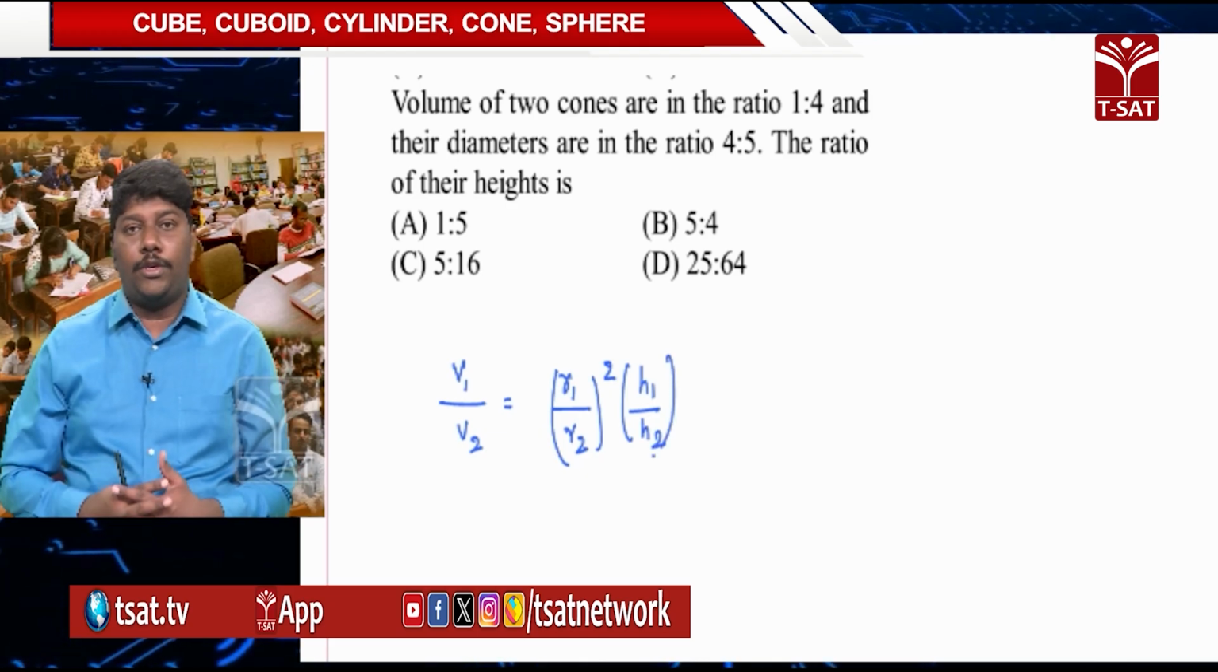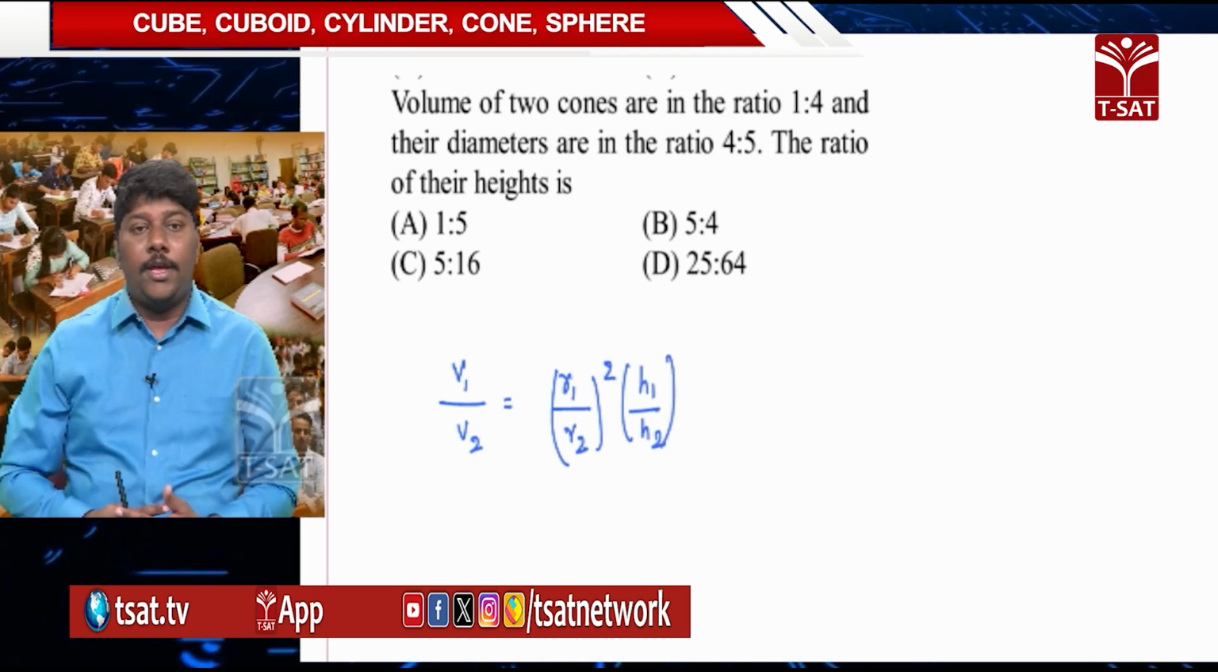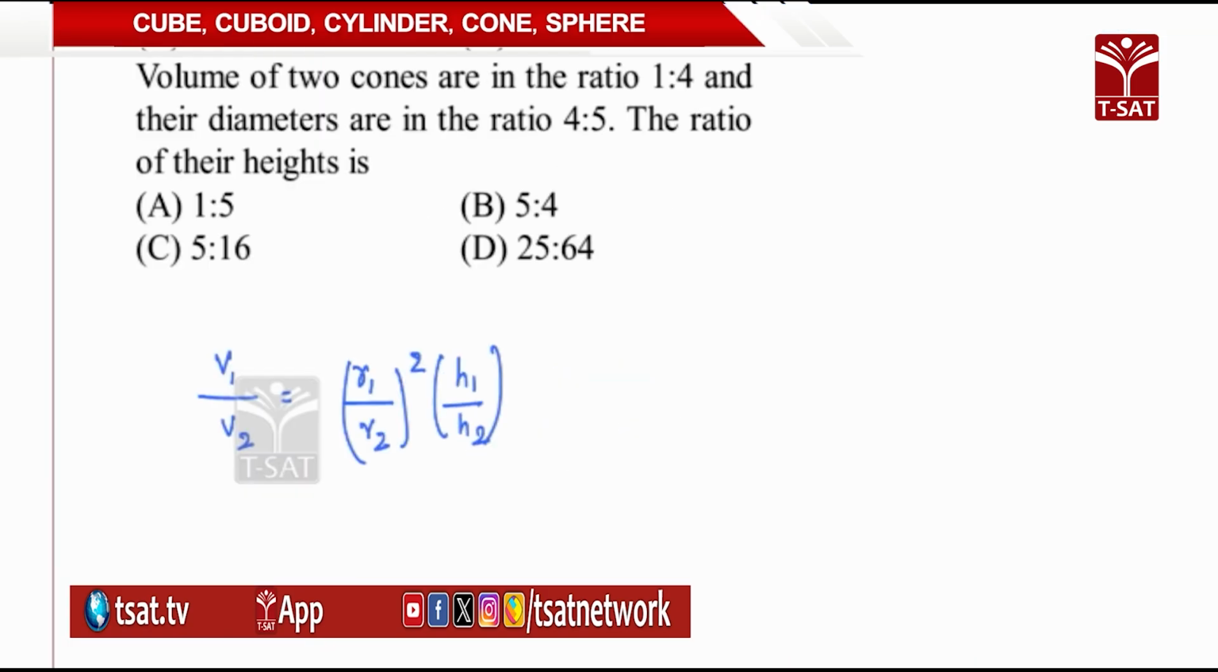So R1 by R2 whole square into H1 by H2, volume is given. Now they have given you the ratio of the diameters. The diameters are in the ratio 4:5, which means radius will also be in the ratio 4:5. So volumes 1 by 4. Radii are in the ratio 4:5, which means 16 by 25. Now what is the heights ratio?